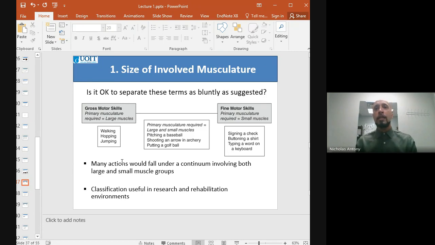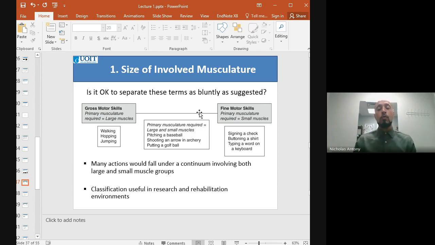Now the problem with any one-dimensional system, and these ones as well, is that things aren't always black or white. They're not one or the other. Most times they're somewhere in between. So it was always hard to say where on the spectrum a motor skill we're researching would fall. But it allowed for comparing different types of gross skills versus fine skills, and understanding what the differences are in the control of the body during these tasks.